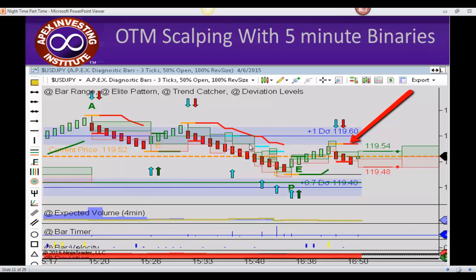Now look what happens here. See these cyan arrows? Well, you never got a solid green after that, right? So that means the market was going down, down, down. That bar kind of started hesitating and going back and forth, but it ended up still closing down. So you never got a solid green on the next bar to go long.